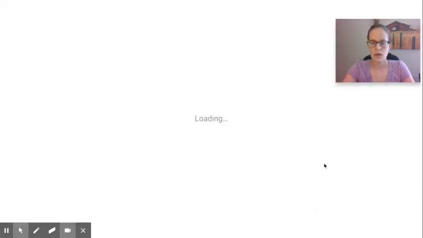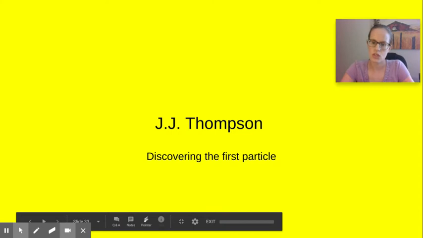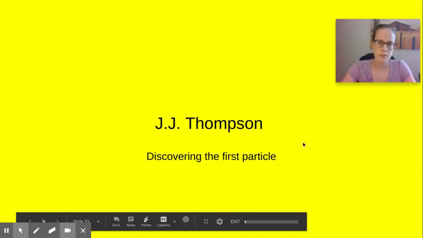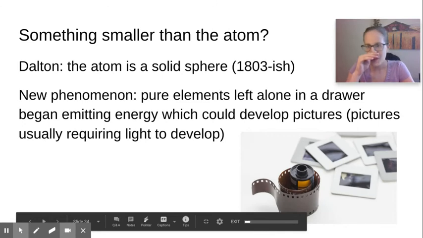Today we're talking about J.J. Thomson, who discovered the first particle inside of an atom. Remember, we were talking about Dalton last time, and he thought that the atom was a solid sphere. And this is about early 1800s, about 1803.